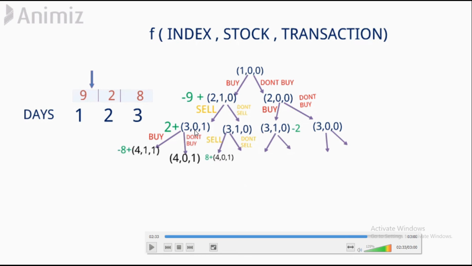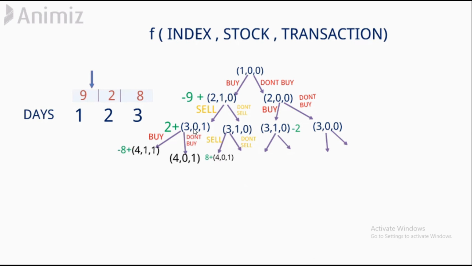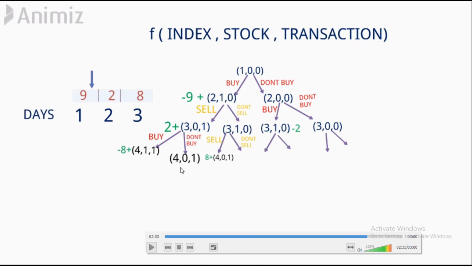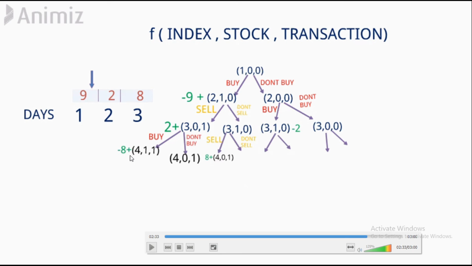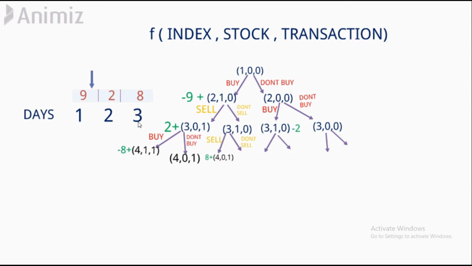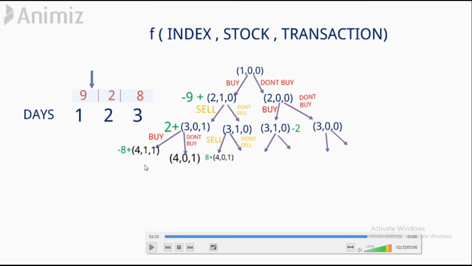Okay, since we did not buy anything, the stock will not change, it will remain 0, and the transaction will remain 1 because no transaction has happened. Now we can see here the fourth day, do we have a fourth day here? We only have indexes till 3. Okay, we don't have any fourth day, that's fine. So from here we would be returning 0.